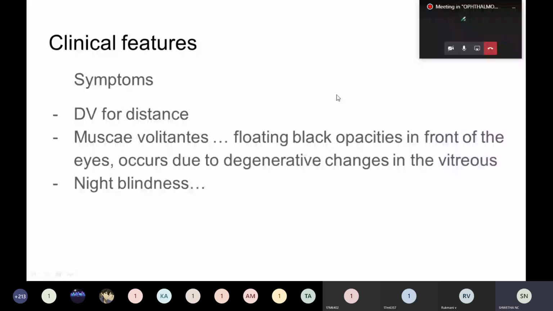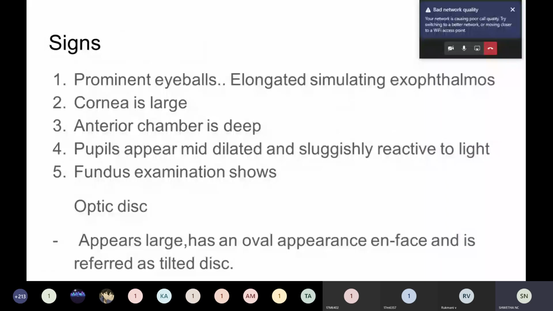Also, the cornea appears bigger in size, the anterior chamber becomes deeper, and the pupil appears mid-dilated and sluggishly reactive to light. And the very important thing, the fundus examination, is very, very important and will be asked in most exams. You have to draw a diagram of the fundus and show it. So the fundus picture in myopia is always very important. You have to know how to draw the diagram. I'll show you the images also.